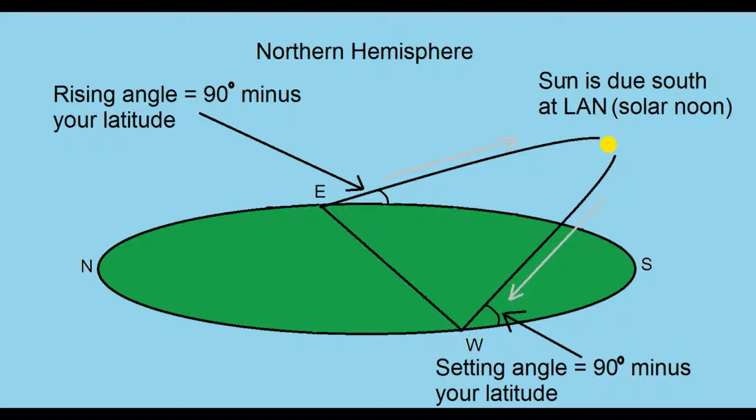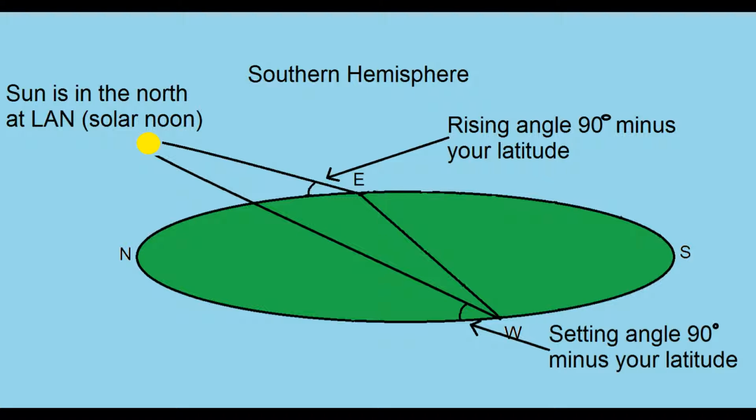Also, the sun will set at the same number of degrees north or south of west as it rose north or south of east. If the sun rose due east, it will set due west. Now, I just described the northern hemisphere.